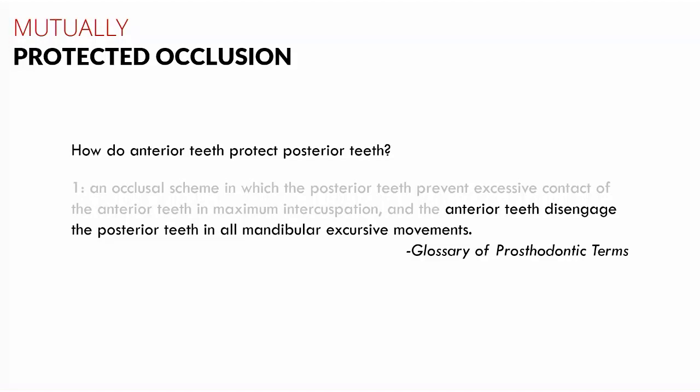So what are the movements you can do? You can slide your jaw straight forward. You can slide it side to side and have your teeth in contact. So those are all excursive movements, okay? So the idea is the anterior teeth disengage the posterior teeth in all mandibular excursive movements. When we say disengage, you can almost substitute the word separate, okay? So the back teeth will no longer be touching when the anterior teeth are gliding off of each other, okay? So let's see an example of that.